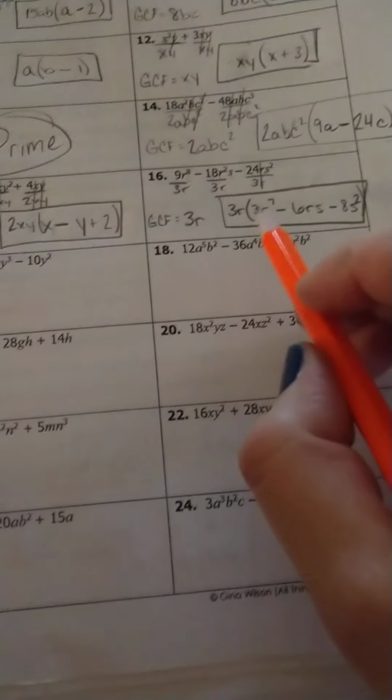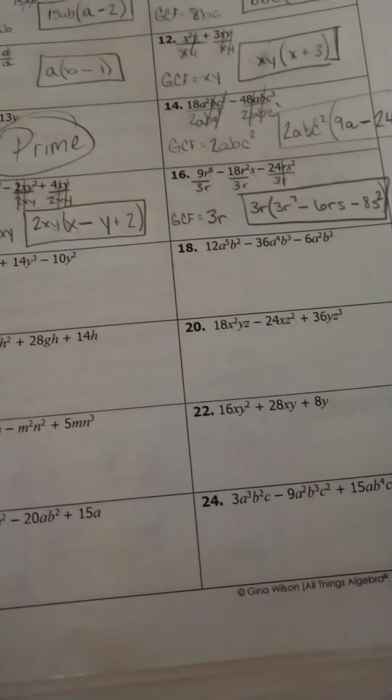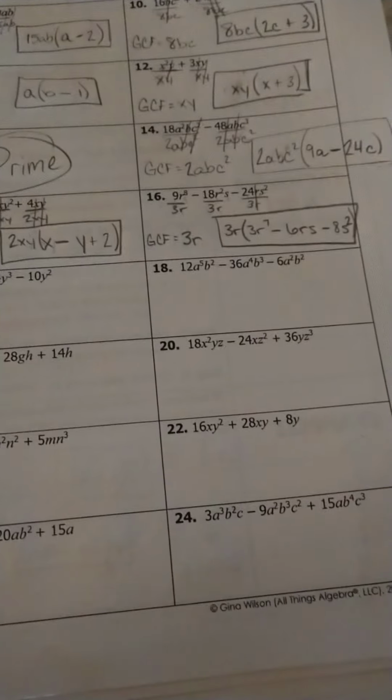So if you're not sure, look at your answers. 3, 6, and 8. Do they have anything in common? Are they all divisible by 2? Are they all divisible by 4? They're all divisible by 1, and 1 does not help us. So we did that one correctly.